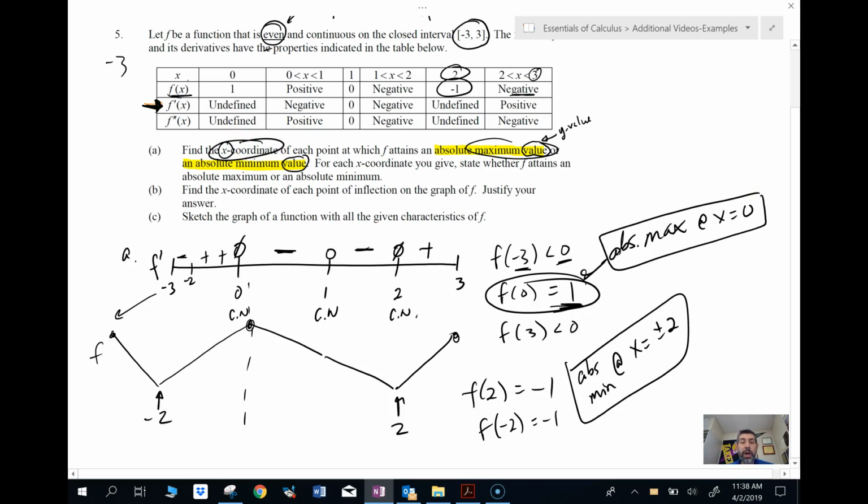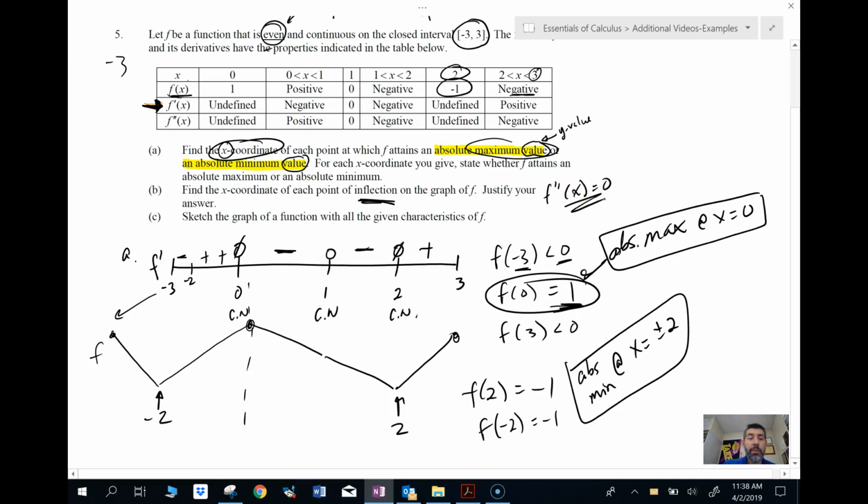All right, so part B, find the x coordinate for each point of inflection. So points of inflection, how do we find points of inflection? We look at the second derivative. So we want to know where the second derivative is equal to 0. So where is the second derivative equal to 0?